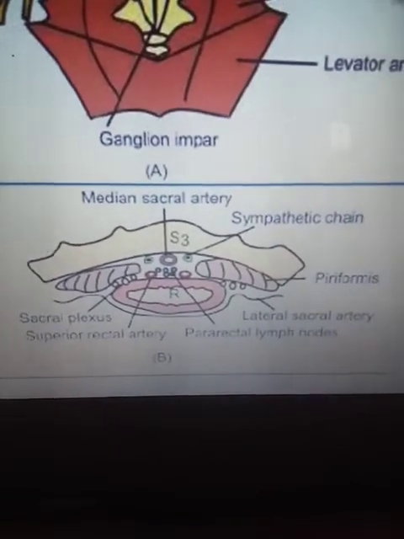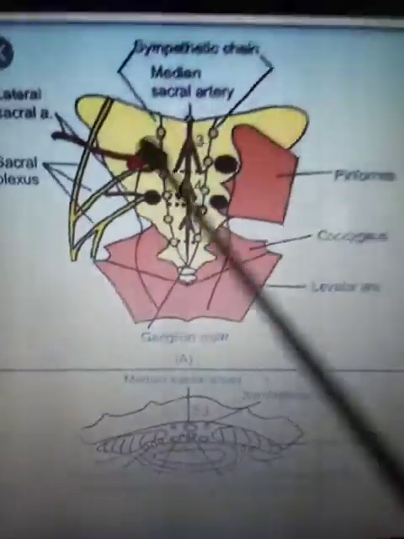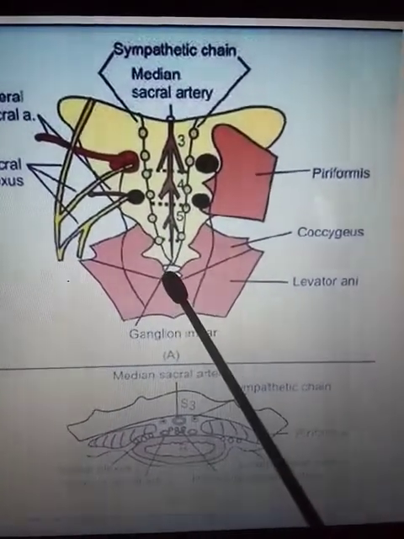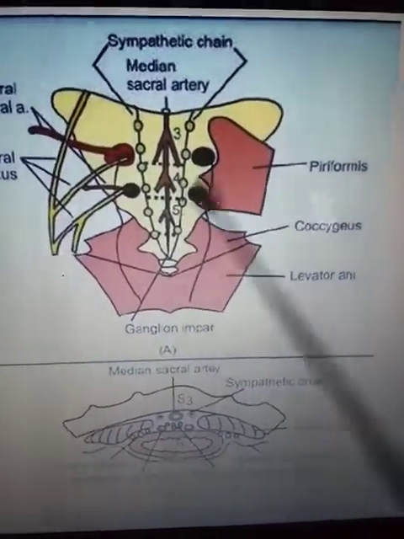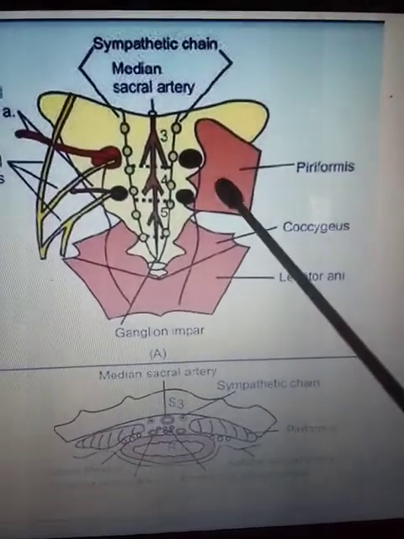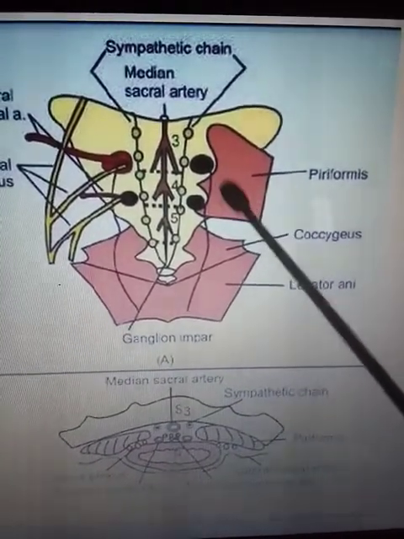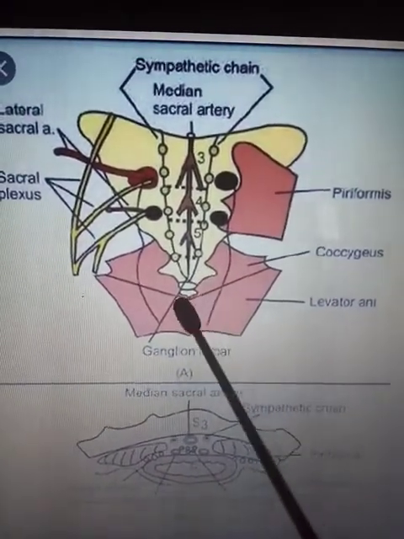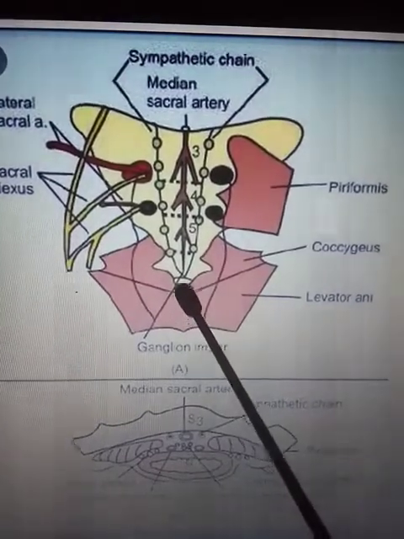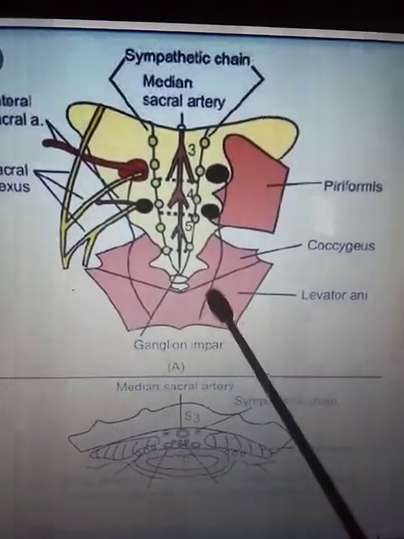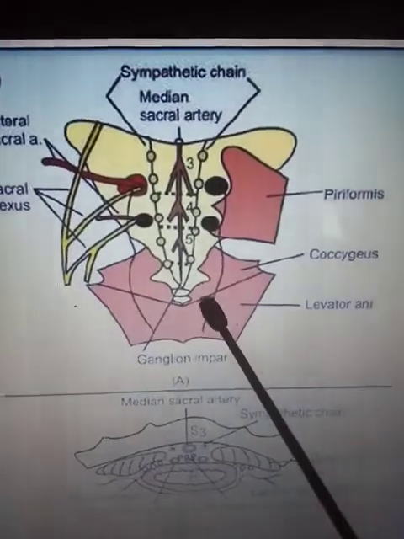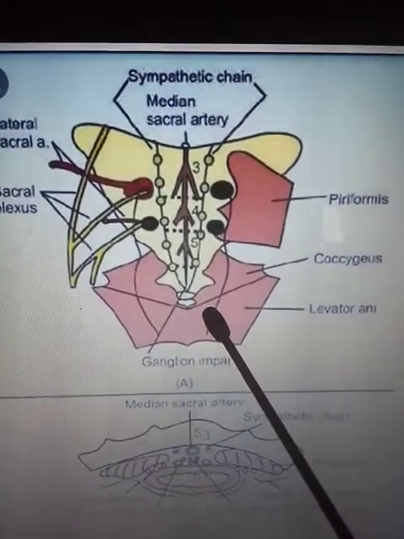What will be in front here? The rectum. In front of all this there will be the rectum. This is the sacrum, this is the coccyx, and in front of it will be the rectum. And what will be behind the rectum? You will have this muscle, it is called the piriformis. Then you have another muscle near the coccyx, called the coccygeus, and one more muscle called the levator ani. Okay, you have these three muscles.